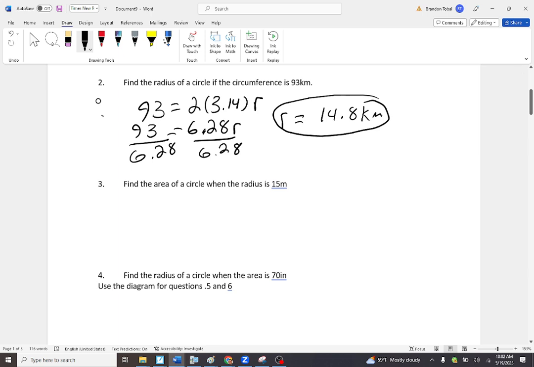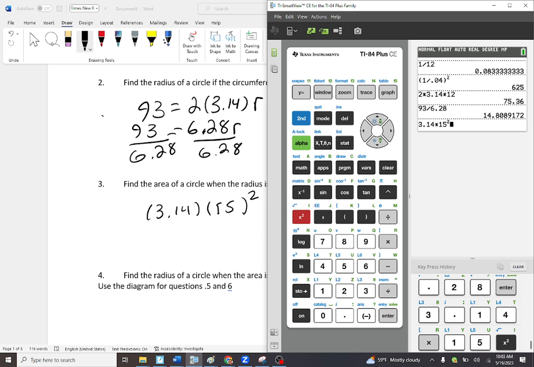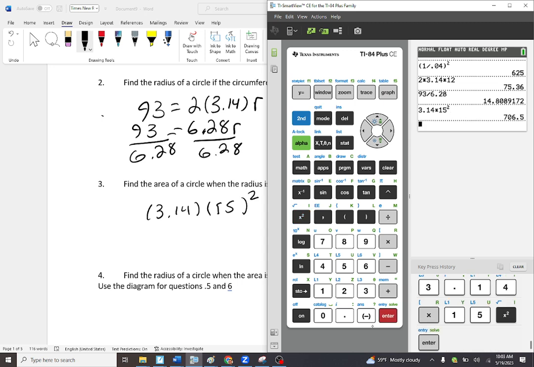Okay, number 3. The area of a circle is area equals pi r squared. That's the area of a circle. So find the area of a circle when the radius is 15. It seems like 3.14 times 15 squared. Why is it squared? That's part of the formula. So I do 15 squared. If you're ever worried, you could just put 15 times 15. Either way, 706.5.